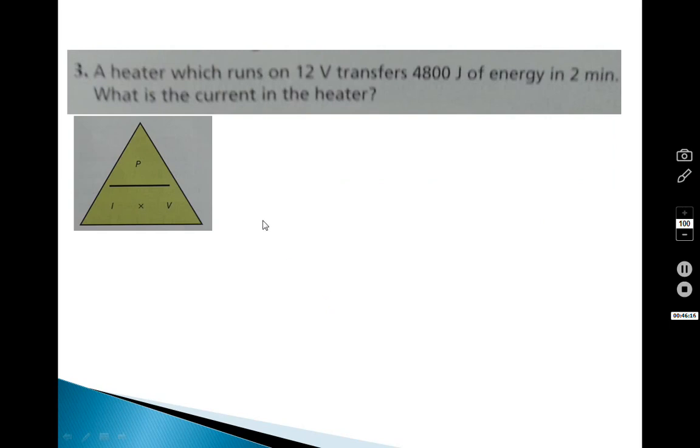Question number 2, we have a heater which runs on 12 volt, transfers 4800 joule of energy in 2 minutes. So what's the current in the heater? Just use what? This triangle. I is equal to what? We need to find the current. What is the current in the heater?